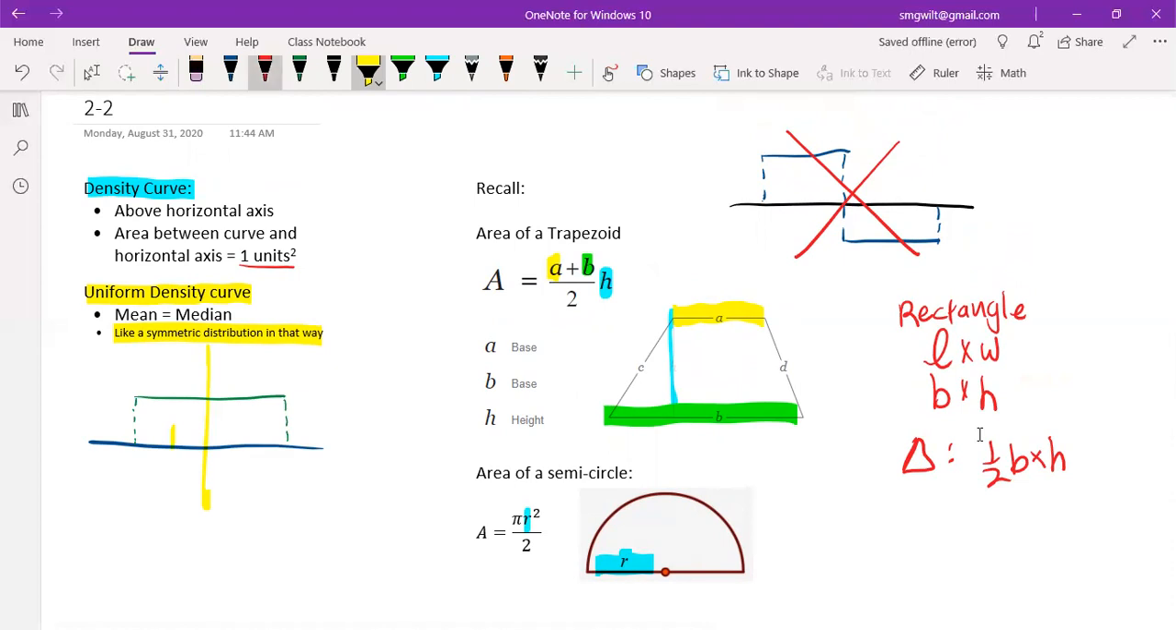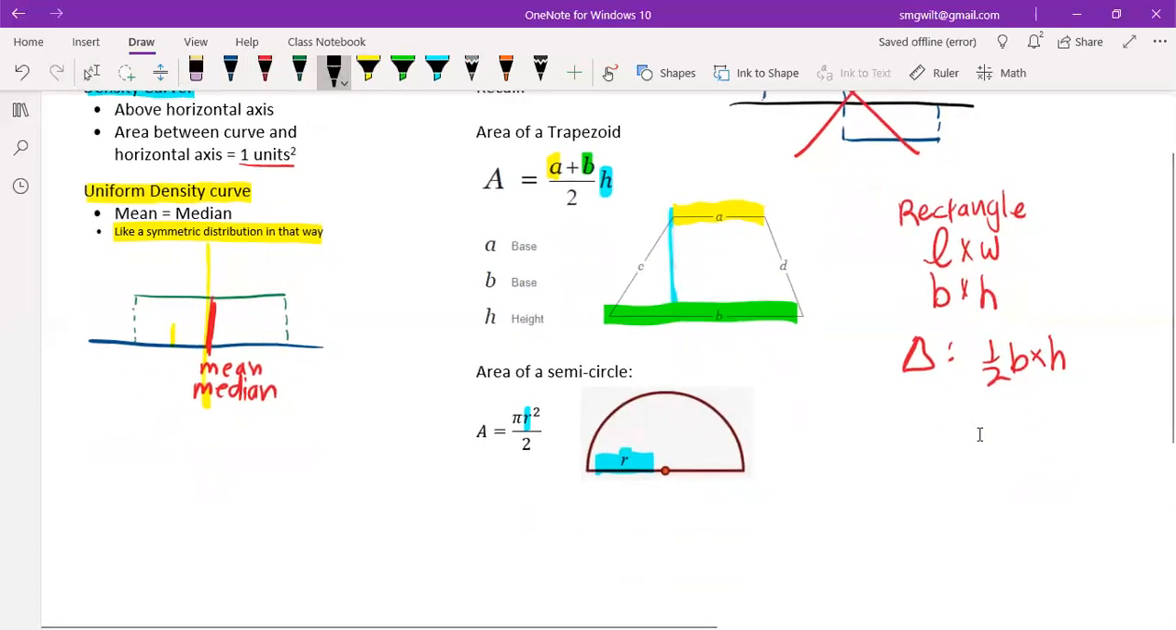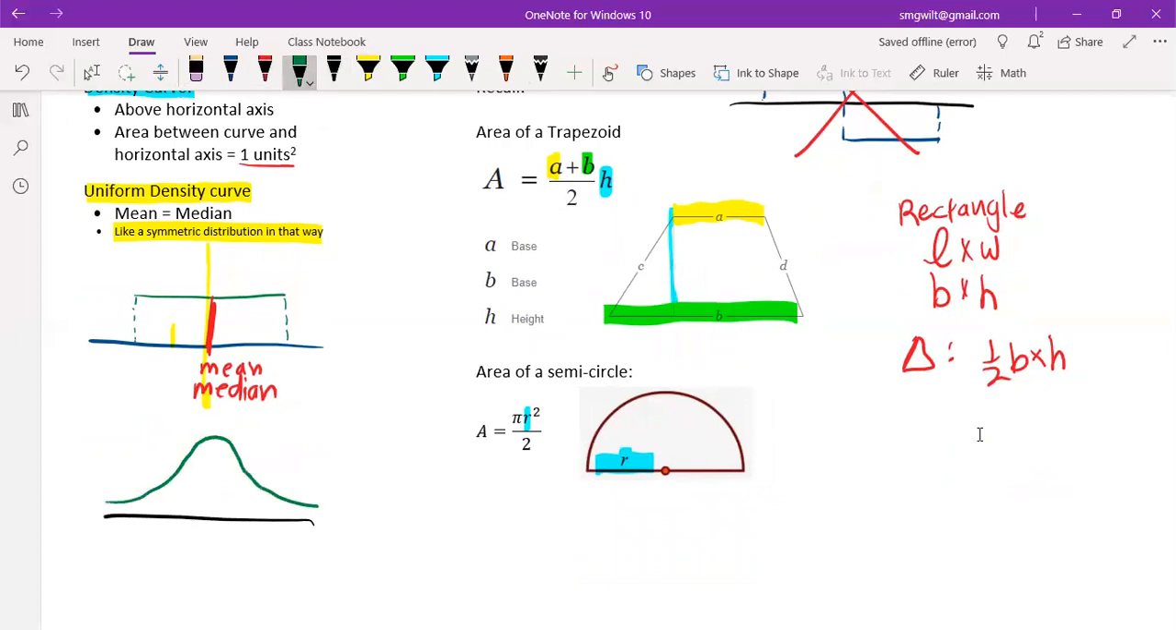And so in that case, this value, whatever this is, should be the mean and the median. The same way that if I have symmetric data, my curve looks bell-shaped, let's say, then the mean and the median are at that peak.